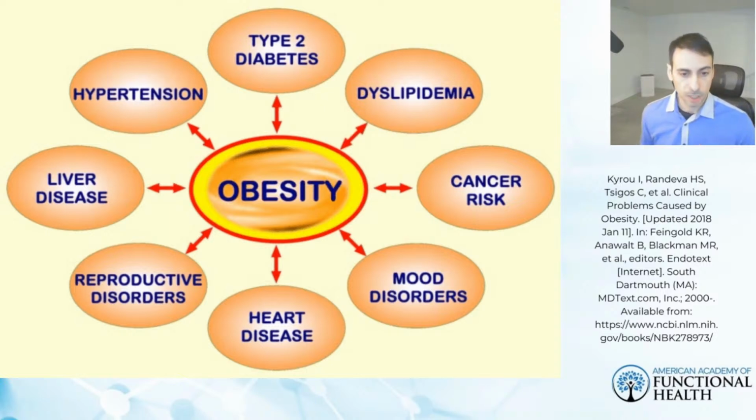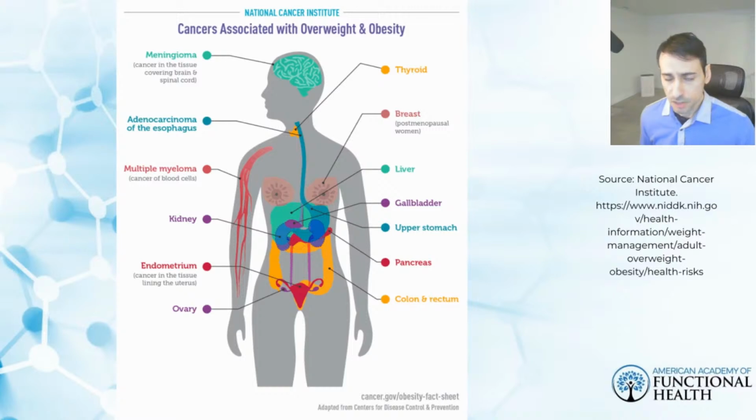Let's take a look at the other picture. This is a really interesting picture from the National Cancer Institute, and it was posted by the National Institutes of Health. And you can see here all the different types of cancers that are associated with overweight and obesity, from ovary cancer, colon cancer, pancreas, thyroid cancer, breast cancer, liver, gallbladder, upper stomach, esophagus cancer, multiple myeloma, right?